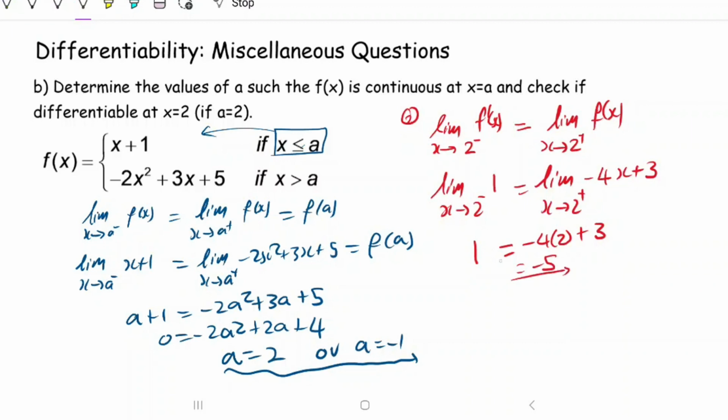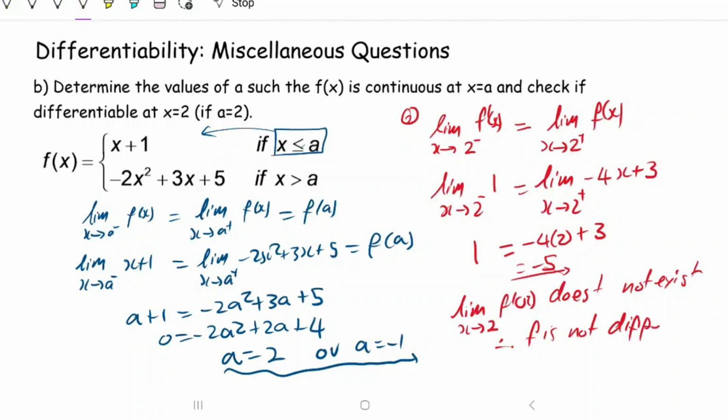And therefore, you can clearly see that the two limits are not equal. If the two limits are not equal, that means that the function is not differentiable. So remember, we say that the limit as x tends to 2 of the derivative does not exist. So this does not exist. Therefore, we say that f is not differentiable at x equals 2.